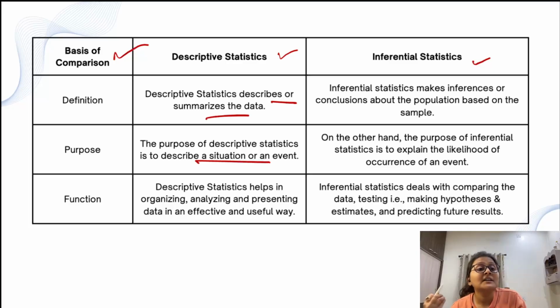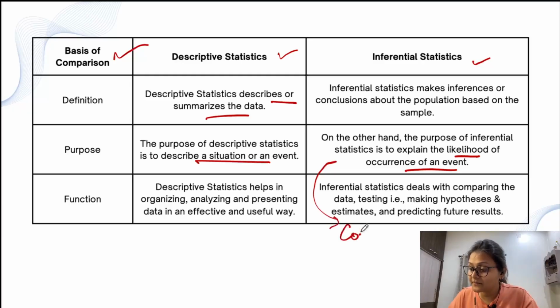On the other hand, the main purpose of inferential statistics is to explain the likelihood or occurrence of the event. What is the reason behind which the population of a city has grown, or what is the reason that the population of a particular city has come down. That purpose is being served by inferential statistics. Next, suppose during the COVID situation, the death rate in certain areas was very high. So that is inferential statistics.